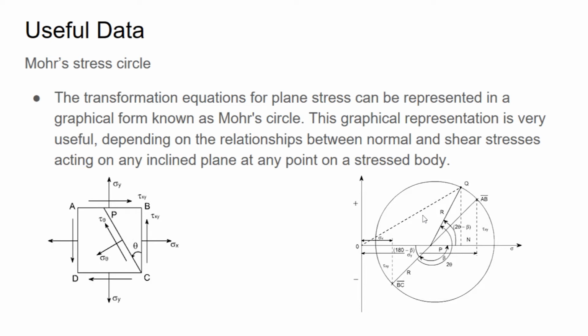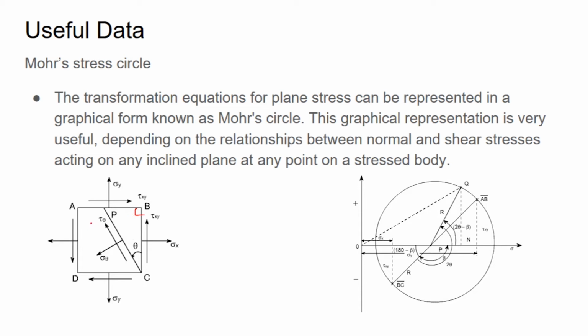Suppose on the left side you can see a body which is having different stresses on different planes. This is A, B, C, D. On the side AB, you have normal stress sigma y and shear stress tau xy. On the side BC, you have normal stress sigma x and shear stress tau xy. You can see from this that they both are perpendicular. That means both planes are 90 degrees apart.